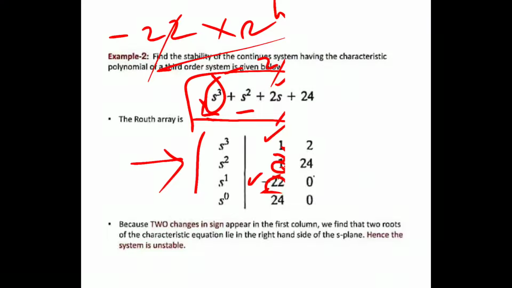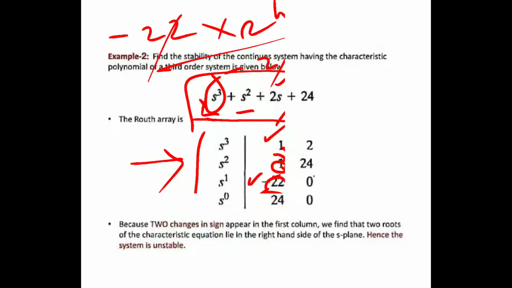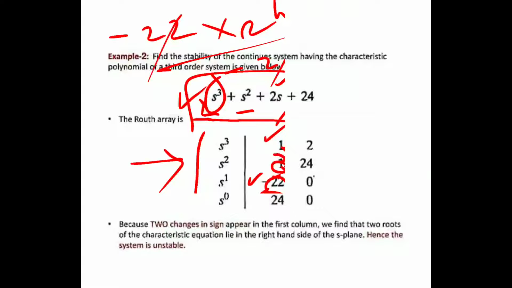In the first column we have the elements 1, 2, minus 22 and 24. So there are two sign changes, from positive 2 to minus 22 and minus 22 to positive 24. The system has two poles in the right half of the S plane, which make the system unstable. As the highest degree is 3, there are a total of 3 poles. Out of the 3 poles, 2 poles are in the right half because there are two sign changes in the Routh array. That's why one pole is in the left half.